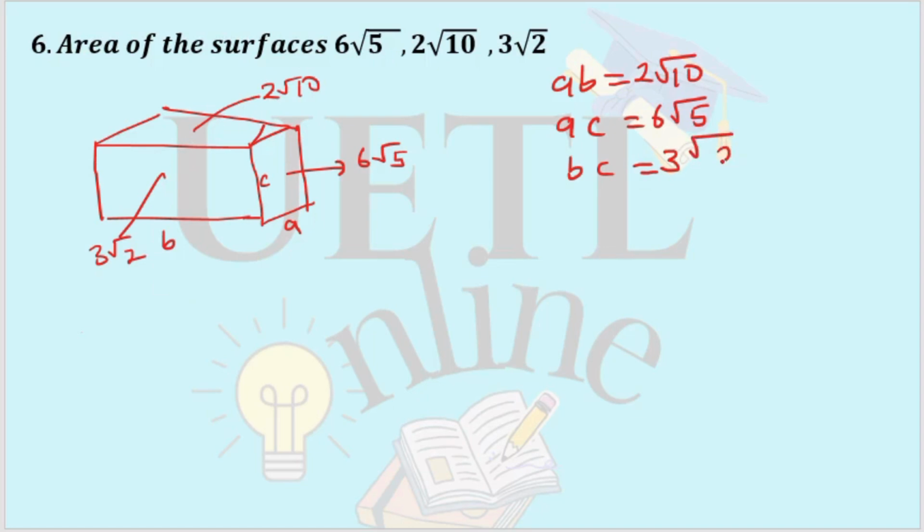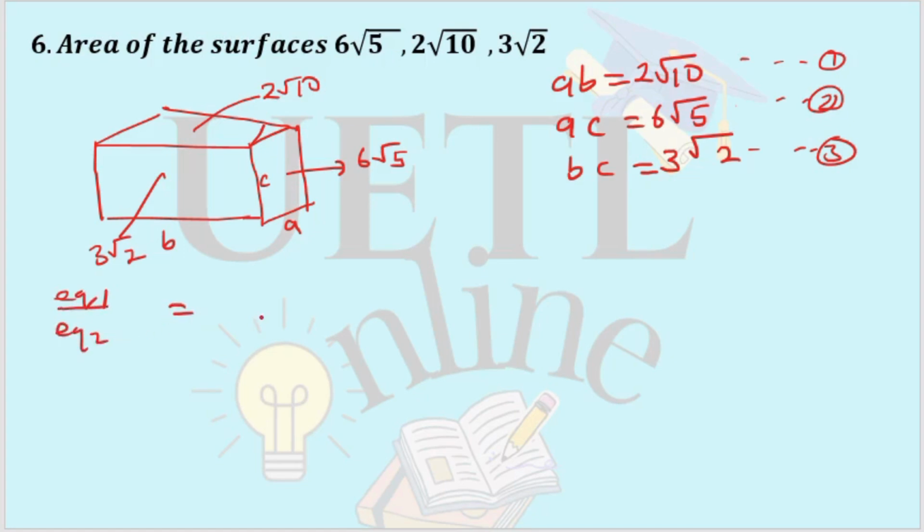Okay, so our first step here is simplifying this. Let's start by simplifying. Let's say we want to eliminate A, because we have 3 equations here: equation 1, equation 2, and equation 3. So we can say equation 1 over equation 2.